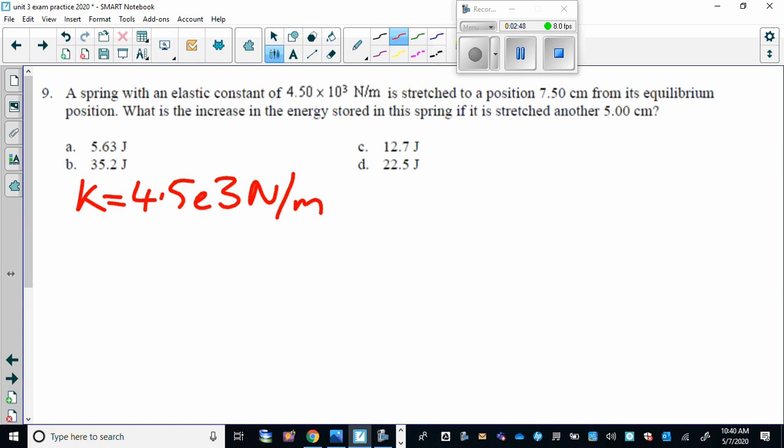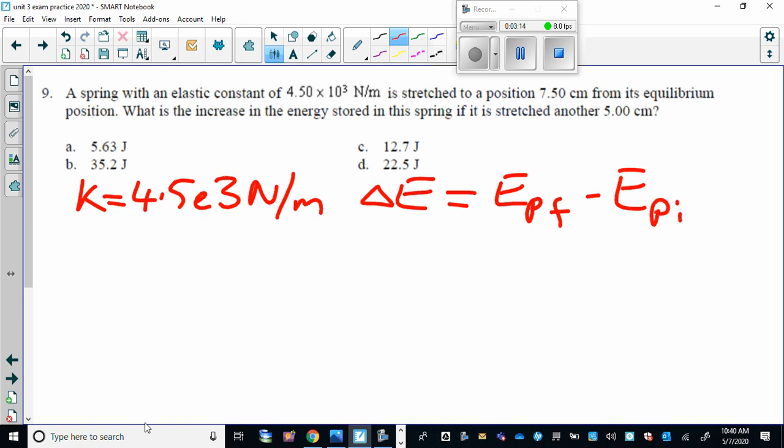So it's got even more elastic potential energy right now, and they want to know what is the increase or what is the change. So really what they want is this. The change in energy is going to equal, and the change in anything always equals the final minus the initial, EP, elastic potential final, minus the elastic potential initial.